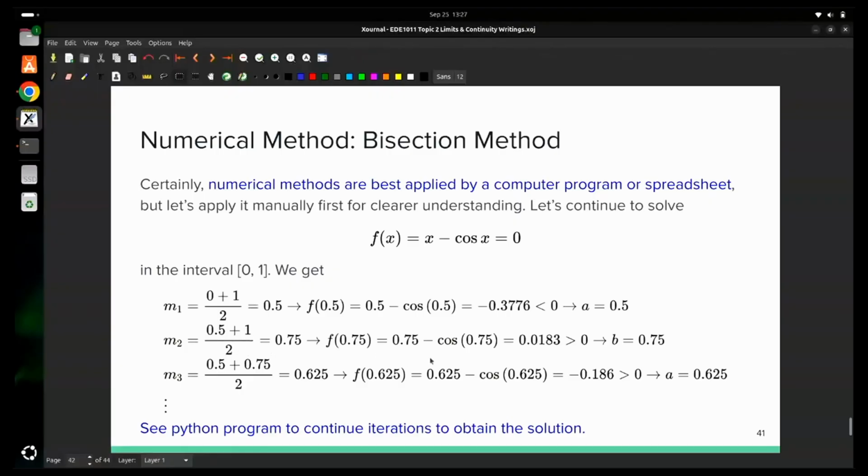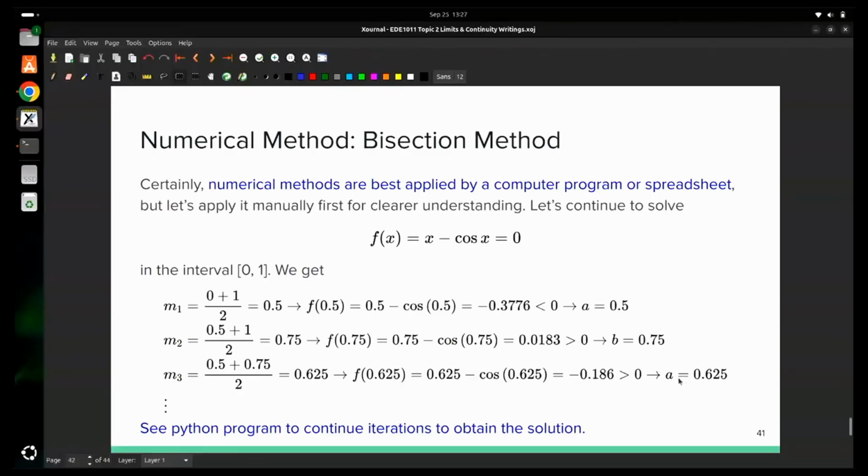Calculate F. I realize that F is more than 0. So therefore, since it's above 0, I move B. So B is now moved to 0.75. So A is at 0.5, B is at 0.75. Now I repeat the same thing. Calculate the function value, and I realize that F is now minus 0.186.